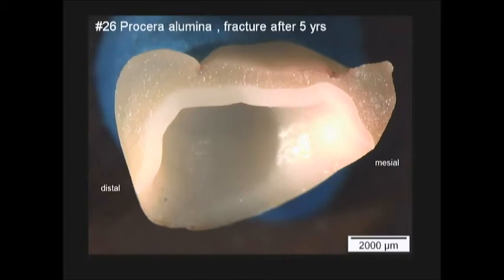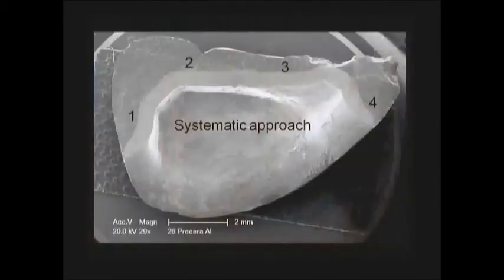Okay. So this is an Illumina crown. I don't know which veneering ceramic it is, but I believe it's Nobel Rondo at that time. Systematic approach. We start from one side, we finish on the other side.